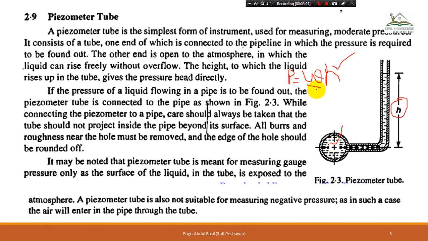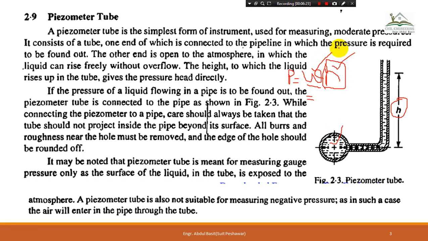For example, if it is water, the unit weight will be equal to 9.81 kilonewton per meter cube. If it is some other liquid, the specific gravity or unit weight of that liquid will also be mentioned, and you need to determine only this h with the help of this device, and the other term, omega, will be given to you, or you can simply determine it from the manual given with the fluid. So this is how you can determine the pressure in this pipe.